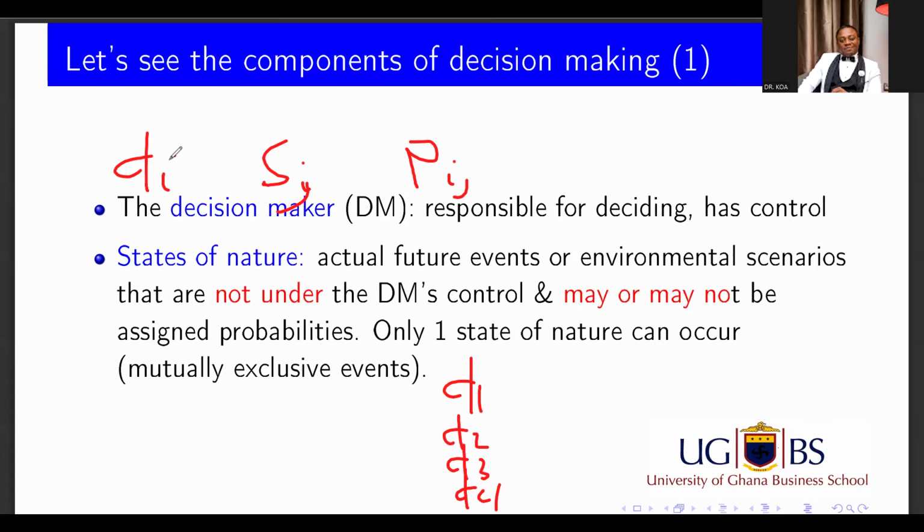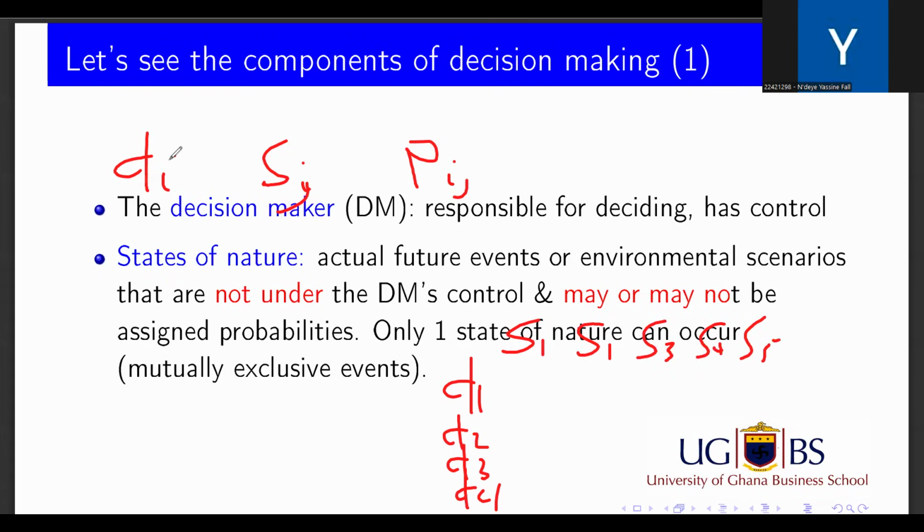There could be a macroeconomic indicator like a high level of GDP, moderate level of GDP, low level of GDP, which the decision maker cannot control. So the SJ is a state of nature. The states of nature are always in columns. That's why we have something like S1, S2, S3, S4, S5. All of these are the states of nature, usually at the column level.